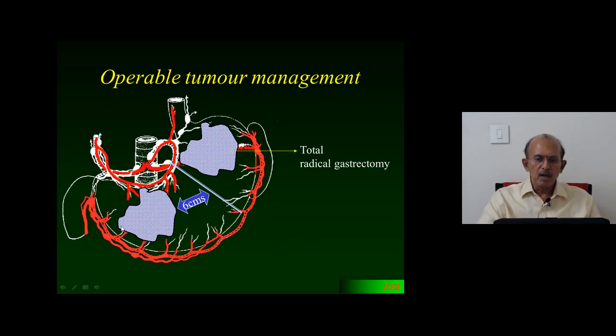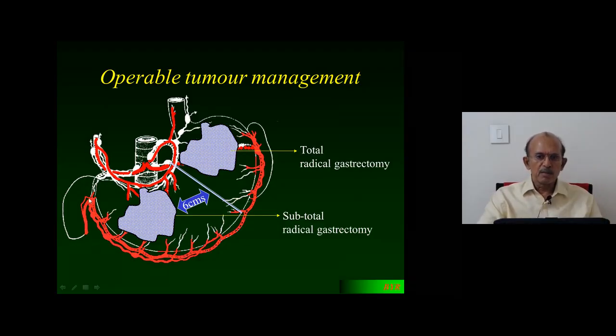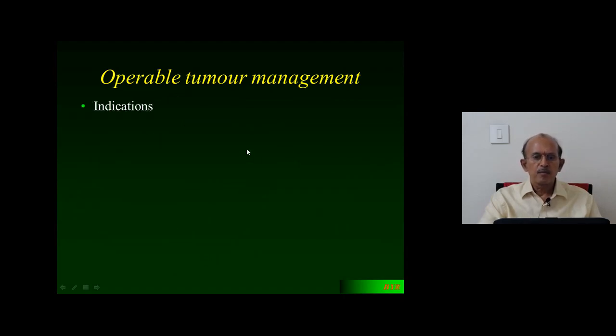If it is confined to the lower 1/3 of the stomach, you do lower radical gastrectomy or subtotal radical gastrectomy. Of course, you resect the stomach 6 centimeters proximal to the palpable margin of the tumor. So this bit of the stomach will be removed in case of subtotal gastrectomy. In case of total gastrectomy, the whole of the stomach is removed. This is done in patients with stage 1 to 3 disease who are fit.